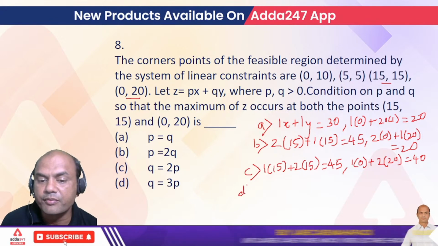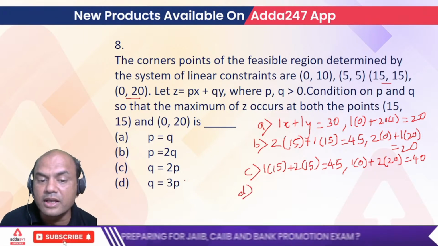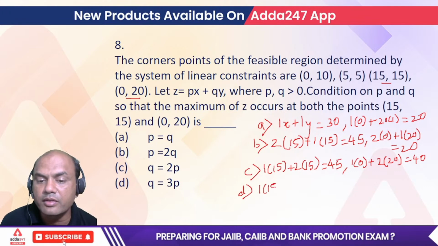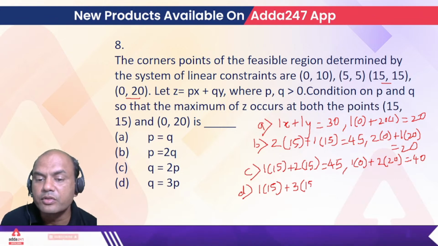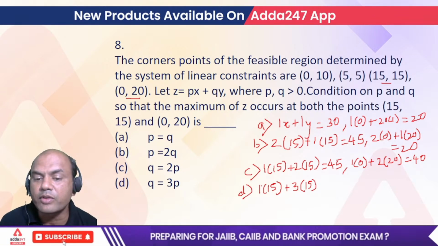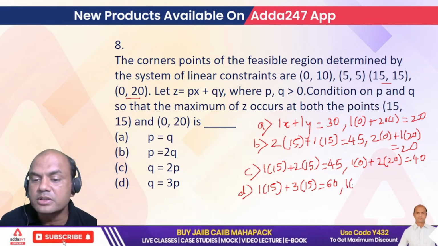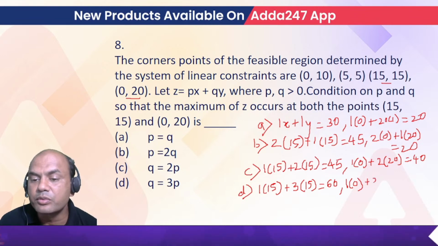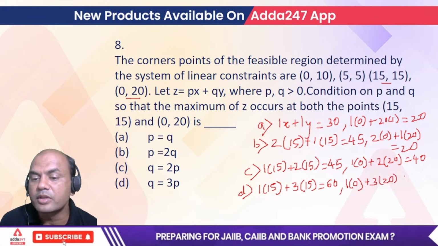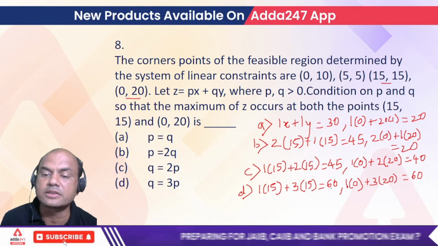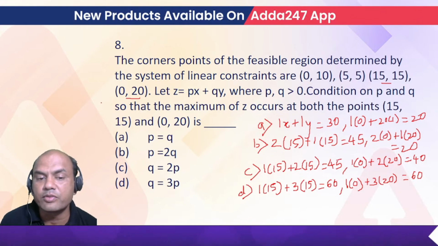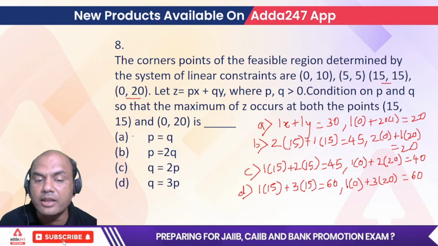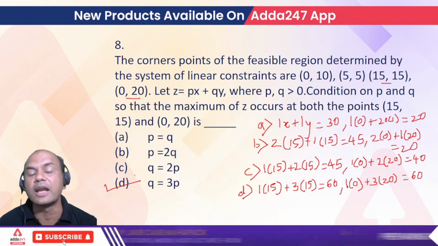D. Q equals to 3P. So 1 into 15 plus, now Q is 3, 3 into 15. So the answer is 45 plus 15, that is 60. Right? Next one, 1 into 0 plus 3 into 20. So the answer is 60. Now you are getting the correct answer, isn't it? 60, 60. So maximum value of Z occurs at point 15, 15 or 0, 20 is the condition when Q equals to 3P. So that is the required answer.